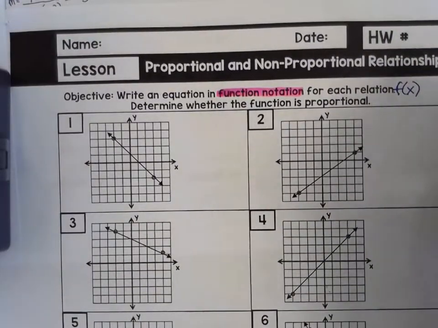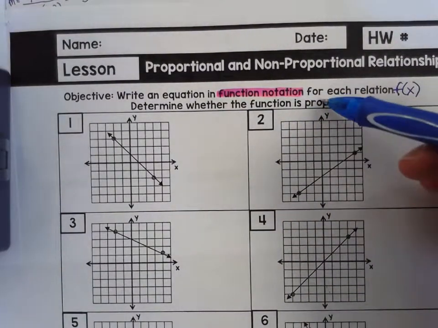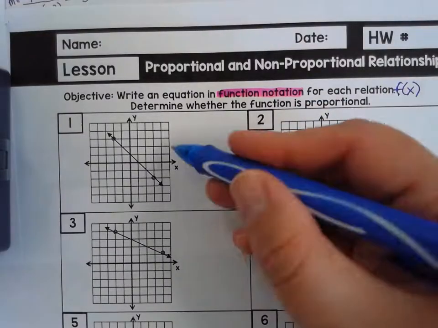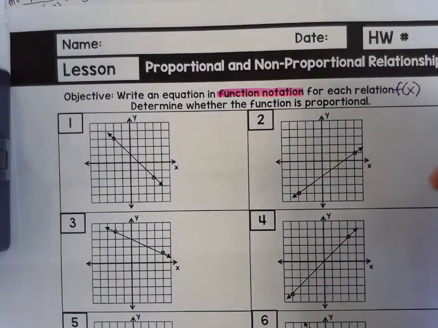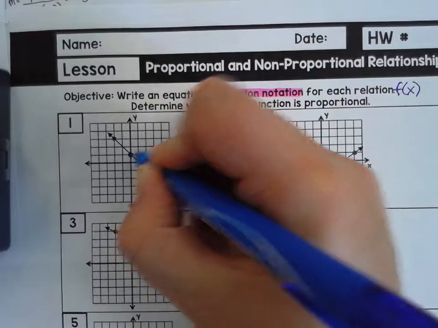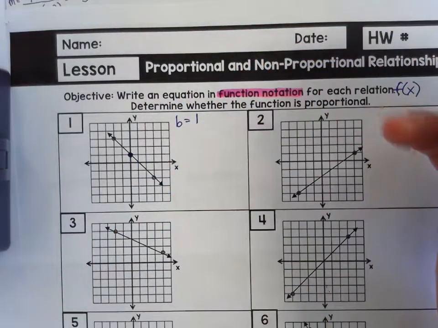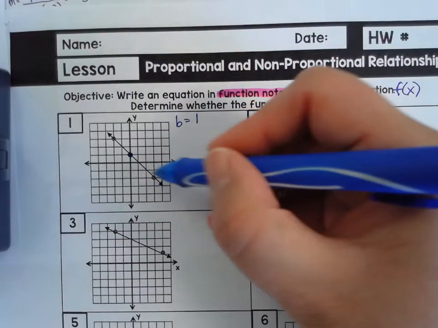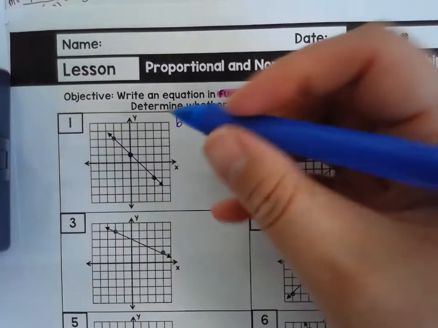There we go. And then determine whether it's proportional. So on number 1, I'll just do number 1 with you. Here's my b at 1. That's my intercept. And then they luckily gave us dots this time. That's super helpful.